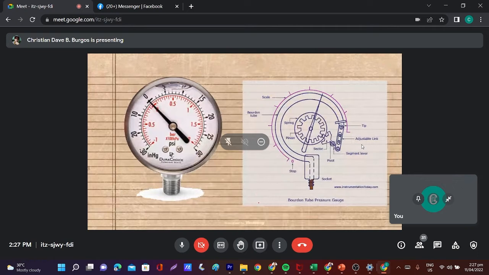Next. Ito po yung ginagamit na pang measure sa gauge pressure po, which is Bourdon gauge po ang tawag.